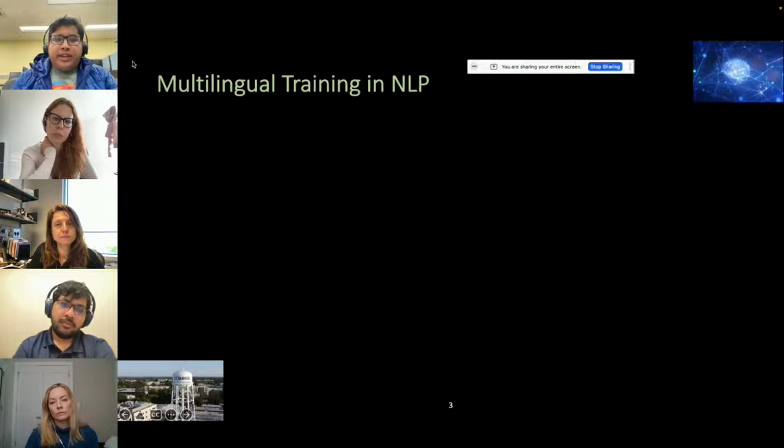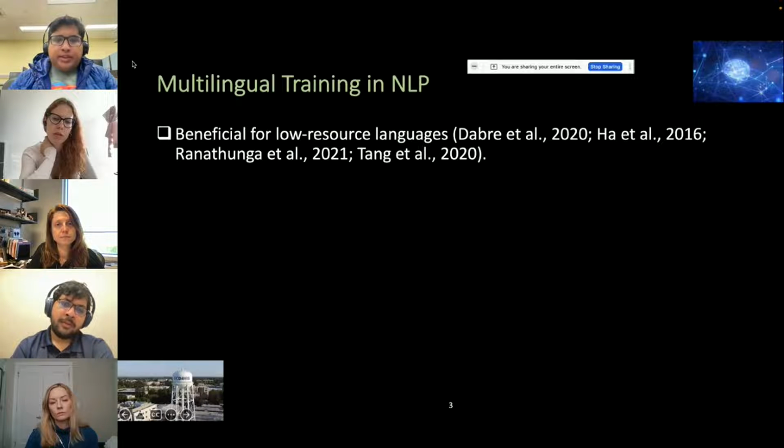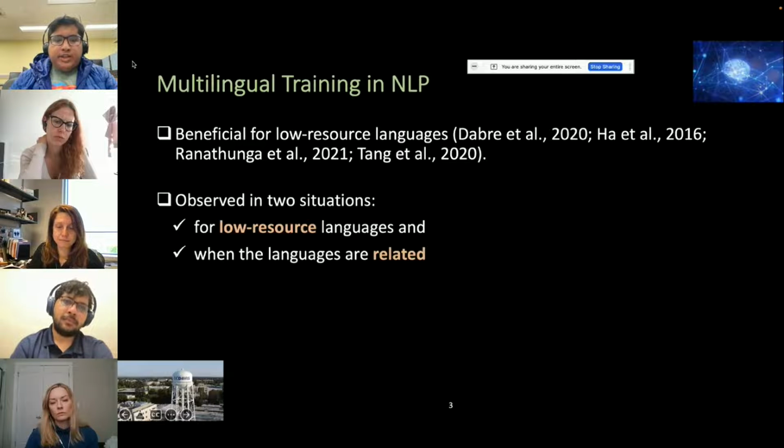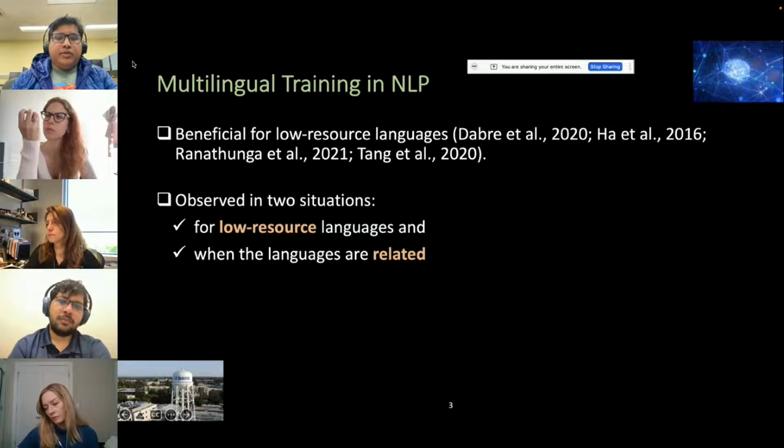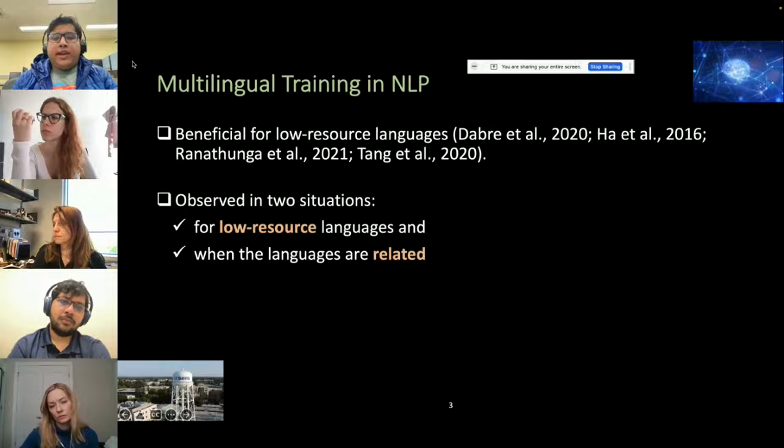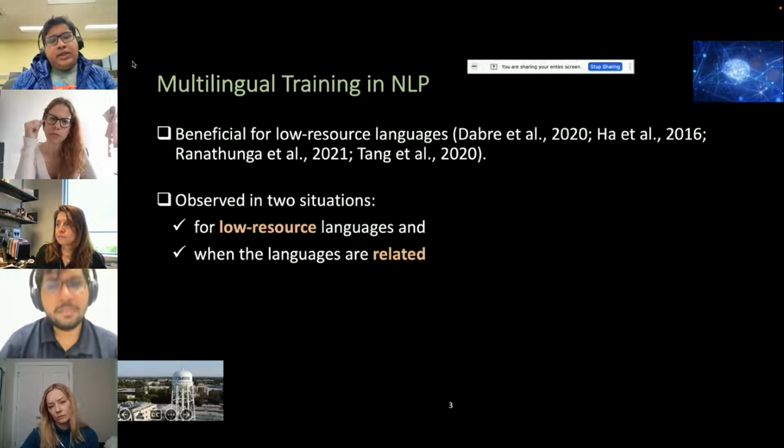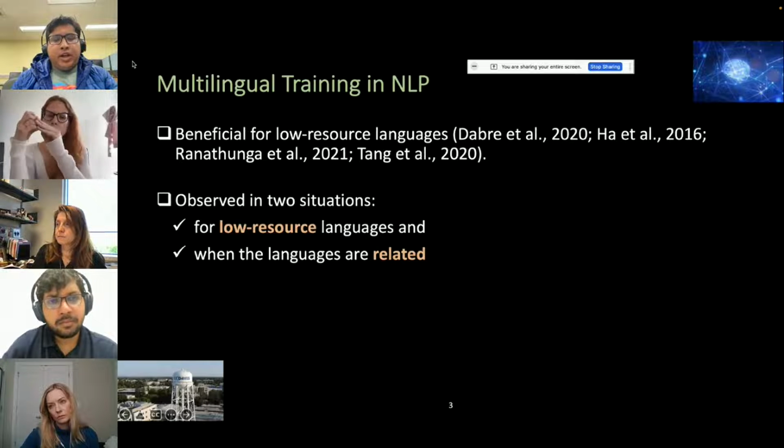So multilingual training is not new in the natural language processing domain. There are several works there. They reported that it is beneficial for low resource languages. And the benefits are observed in two situations: when the languages are low resource and when the languages are related to each other. We have a similar situation here in the CodeSearchNet dataset. For Ruby and Java, we don't have enough data to train the model properly. And we believe that the languages are related to each other. We will look into some research questions on that next.